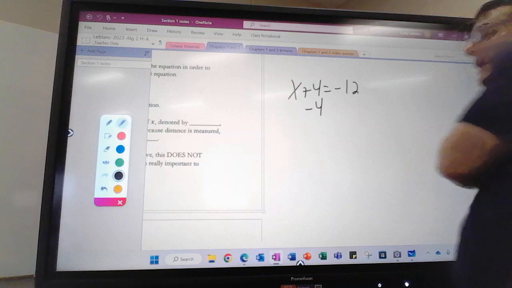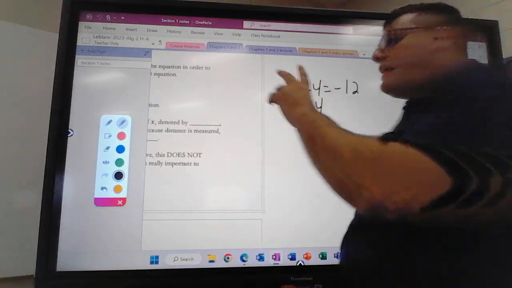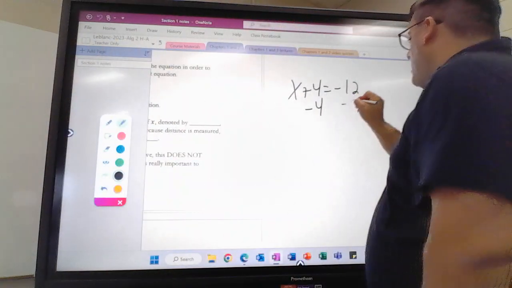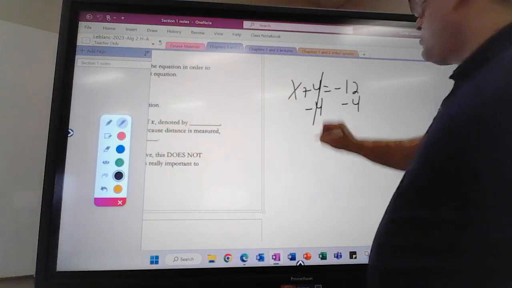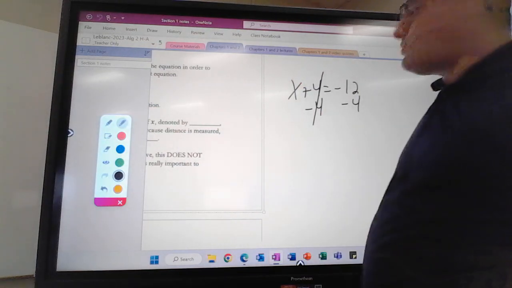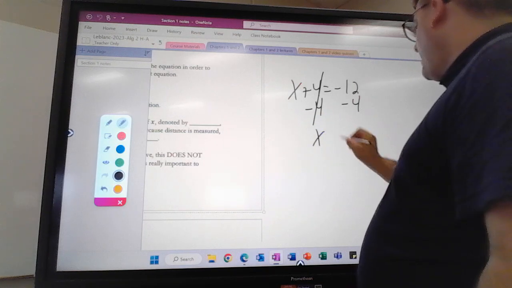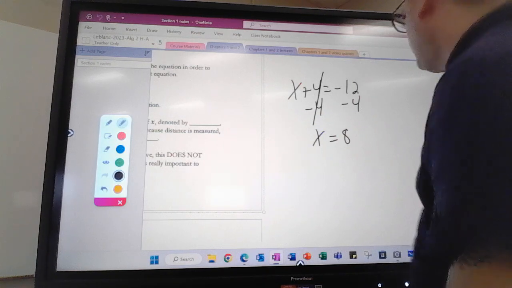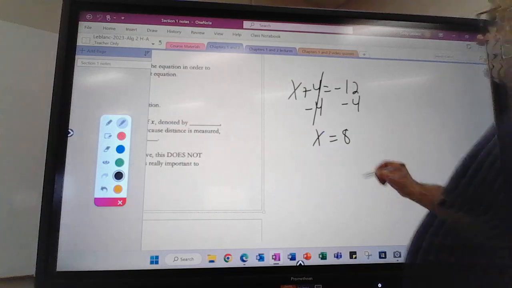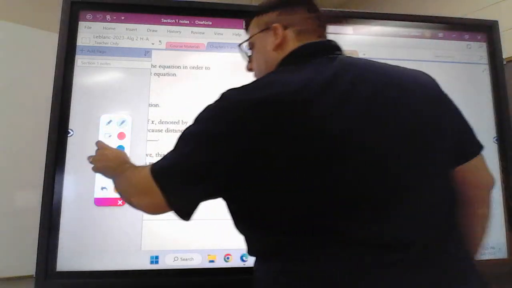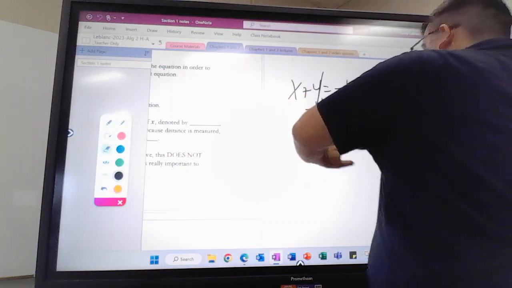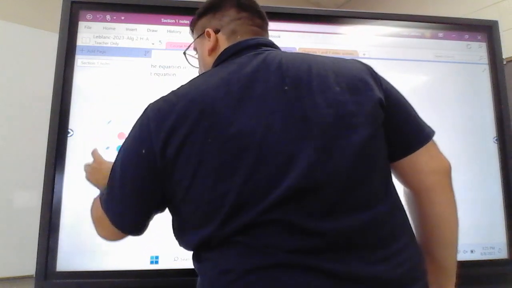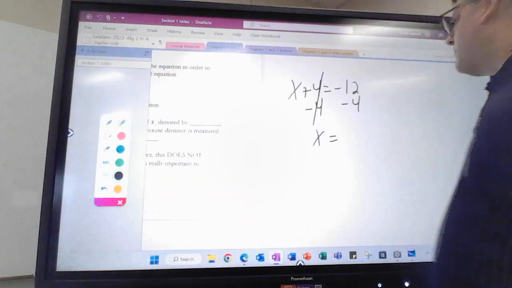Now, because this is an equation, these two things are equal. So if I do something to one side of the equation, I got to do the same thing to the other side also. All right, so these two operations will cancel each other out. That's called inverse operations. Negative 12 minus 4. Remember, negative numbers work differently than positive numbers.